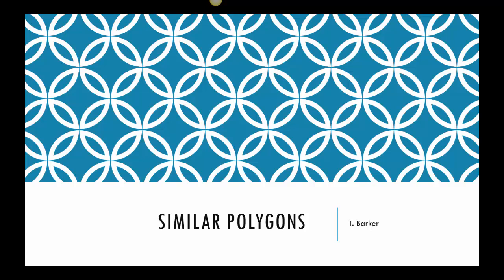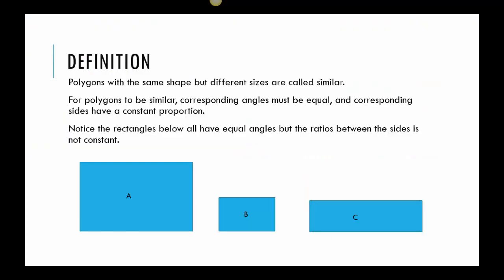In this video, we're going to talk about similar polygons. Let's start with our definition. Polygons with the same shape but different sizes are called similar. For polygons to be similar, corresponding angles must be equal and corresponding sides have a constant proportion.